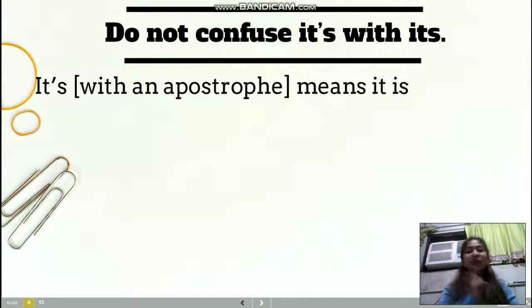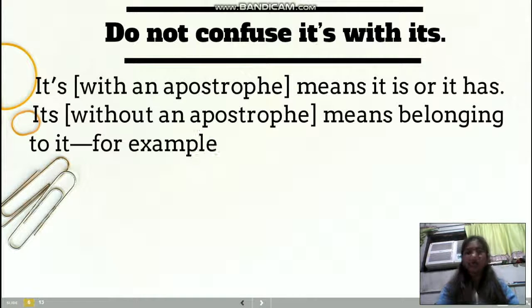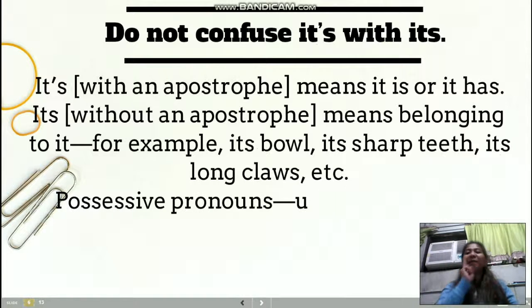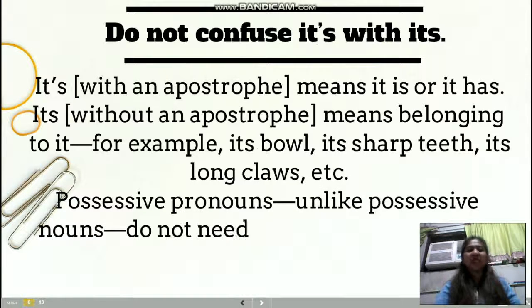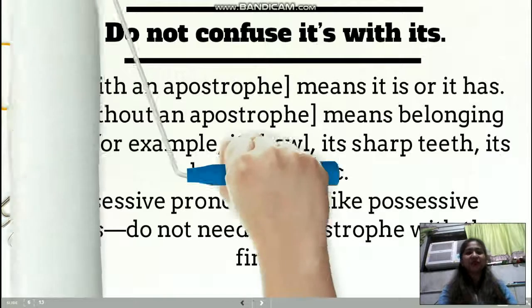Do not confuse the words it's and its. It's with an apostrophe means it is or it has. Its without an apostrophe means belonging to it. For example, its bowl, its sharp teeth, its long claws, etc. Possessive pronouns, unlike possessive nouns, do not need an apostrophe with the final s.